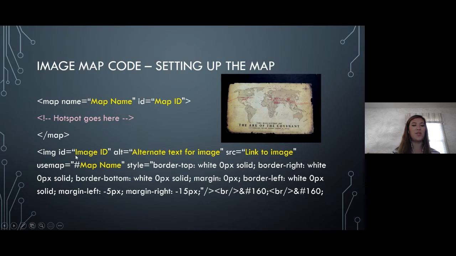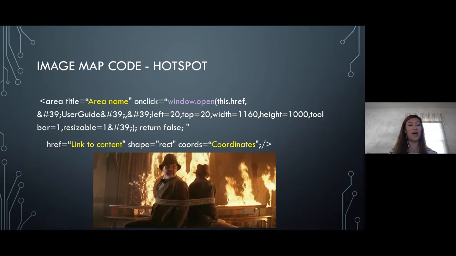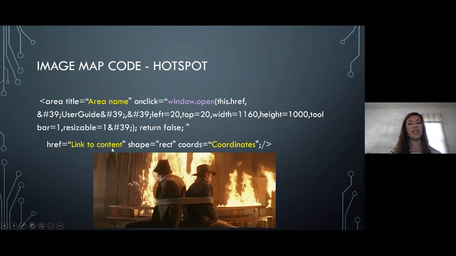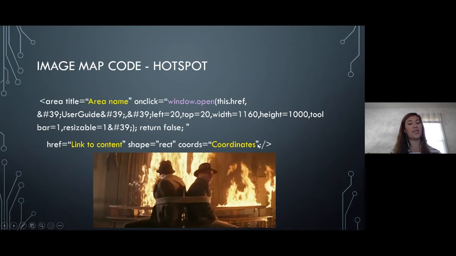So I give the image its own ID, alternate text in case there are connectivity issues and it doesn't load, the link to the image, and then this other code for the map, another way to refer to that map later. Now the hotspot code, that's the area that I was talking about that's identified for what to click on. We give the area name here, the link to that content, and then the coordinates as well.